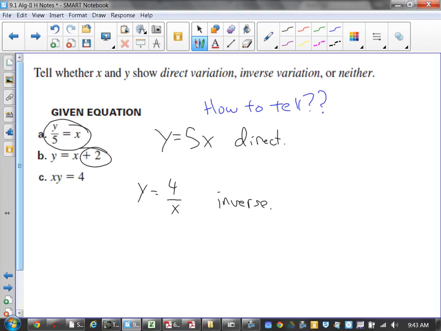What we're going to wind up doing is, the reason that we're talking about direct and indirect variations in these things is that eventually, starting tomorrow, we'll start graphing those.